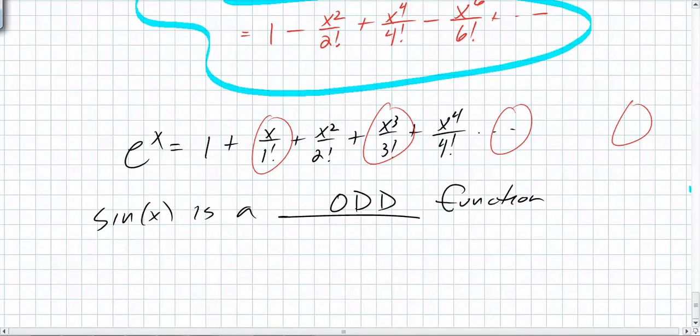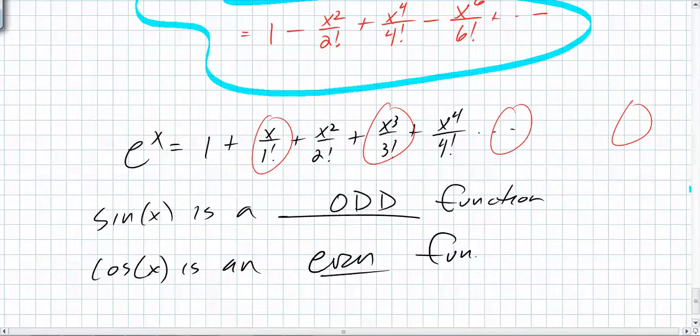And what is cosine? It is an even function. It definitely is. So these right here are the odd ones, and cosine uses the even ones.